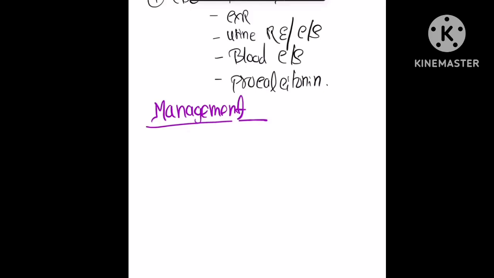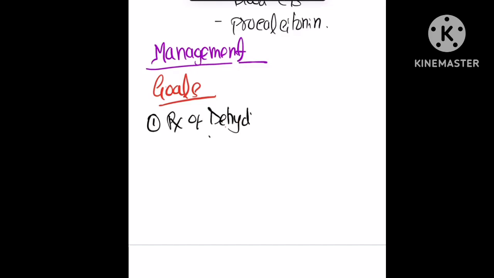Okay, so usually what are the goals? If I ask you what are the goals in diabetic ketoacidosis, what are the things that need to be managed? What are my targets basically? Then you would say the goal should be, number one, that I have to correct the dehydration. So one has to be the treatment of dehydration, right? Treatment of dehydration.